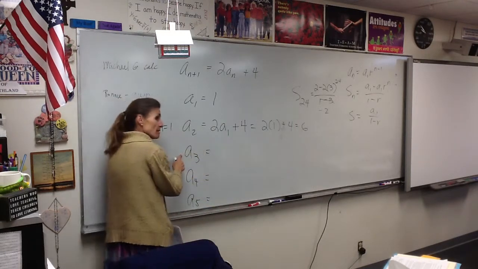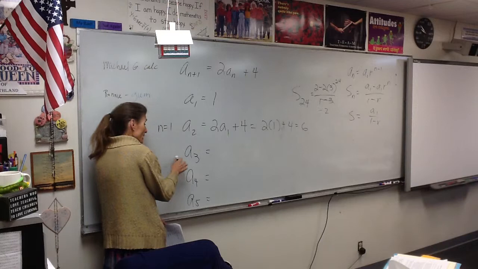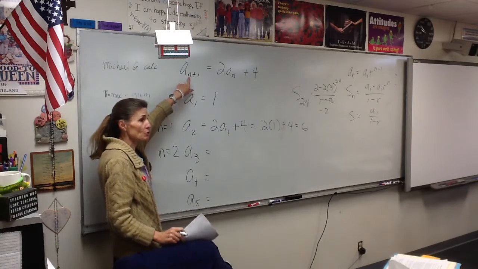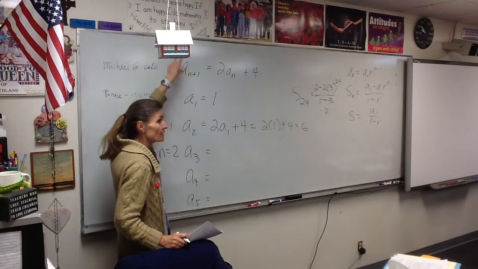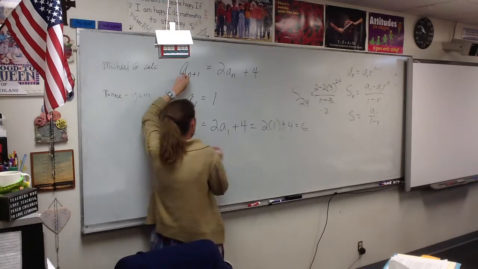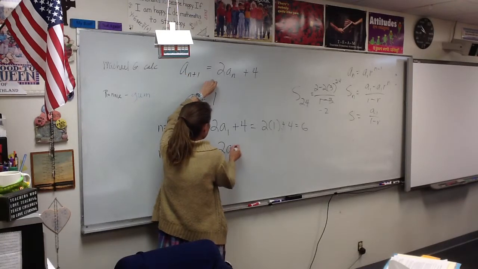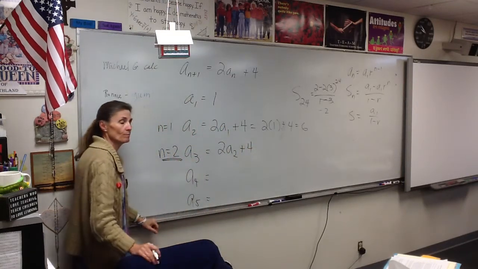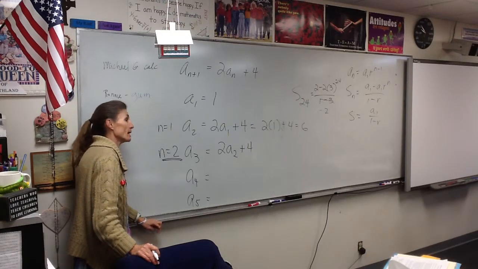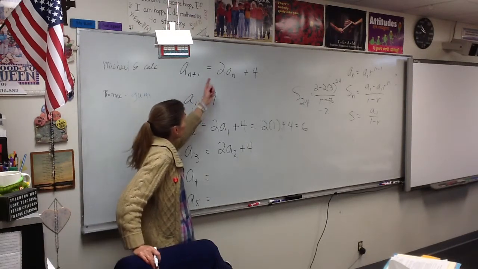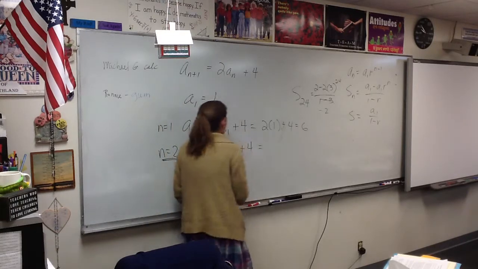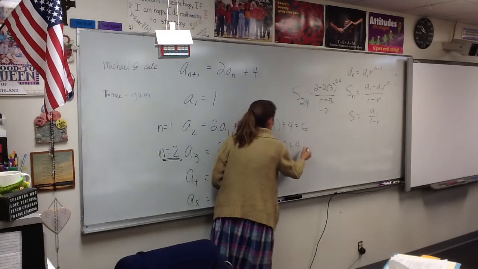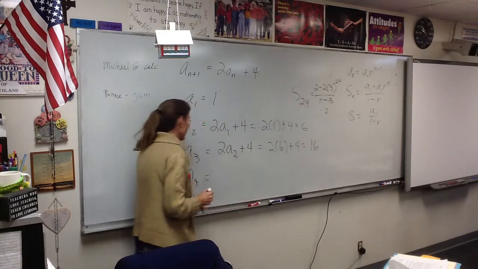All right, now I'm going to find A sub 3. Now how am I going to find A sub 3? I'm going to have to let n be 2. Because if I let n be 2, what does that give me? A sub 3, which is what I'm looking for. So A sub 3 will be 2A sub 2 plus 4. Kids, you're letting n be 2. It isn't confusing, it's not hard. You let n be 2. And the equation says A sub 3 equals 2A sub 2 plus 4. But what do we know about A sub 2? It's 6. So we just plug it in and we get 16 for A sub 3.